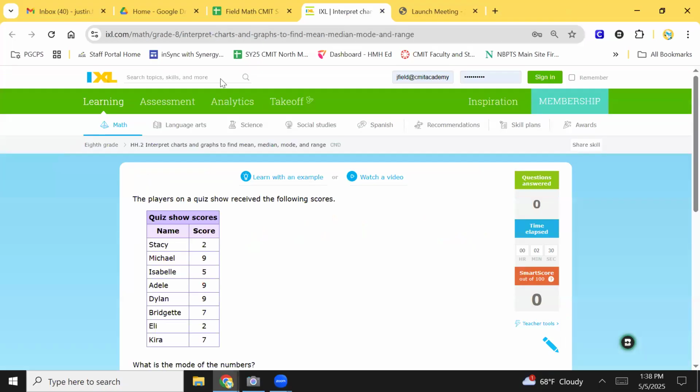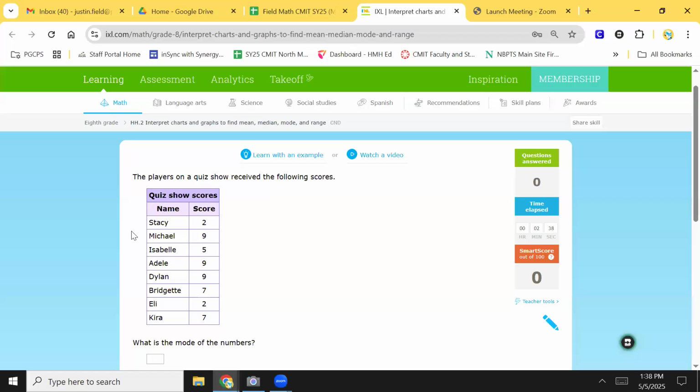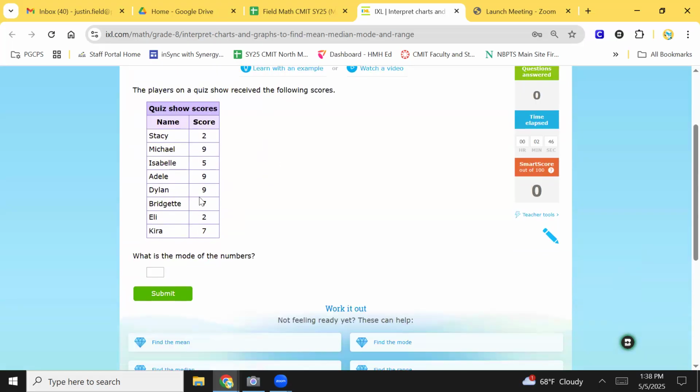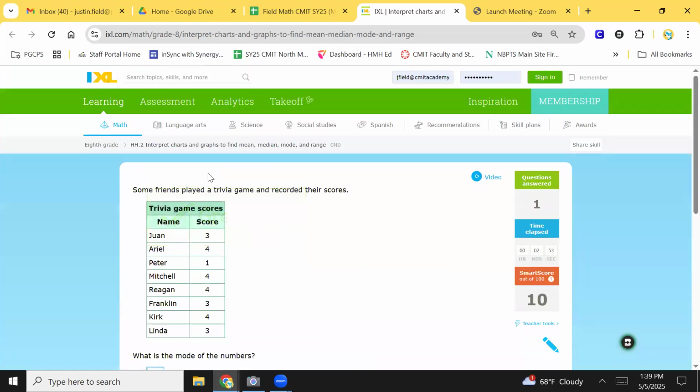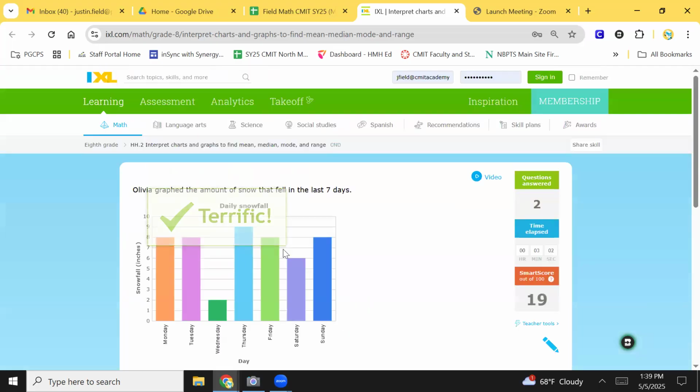Boom. Okay, interpret charts and graphs to find the mean, median, mode, and range. This is a very, very good topic because data is all over the place, and this will help us look at it. So the players on the quiz received the following scores. What is the mode? Okay, so I see 9 happens 3 times. All right, what is the mode? You just want me to find the mode? Is it 4? I think it's 4. I see a bunch of 4s.